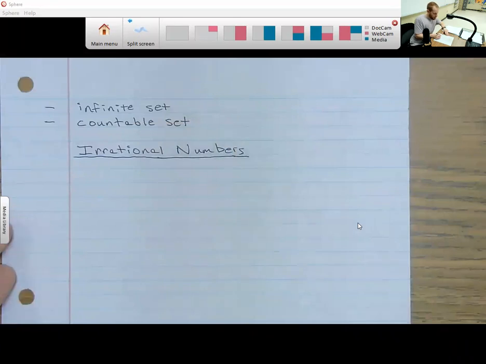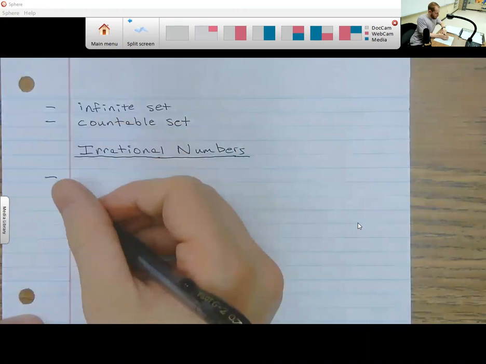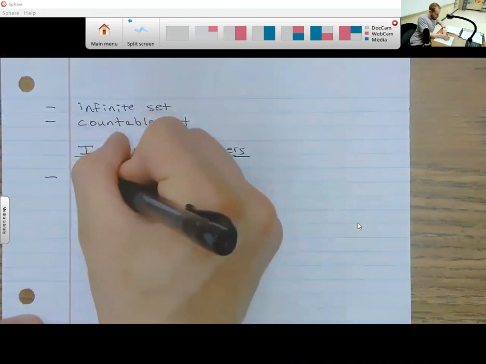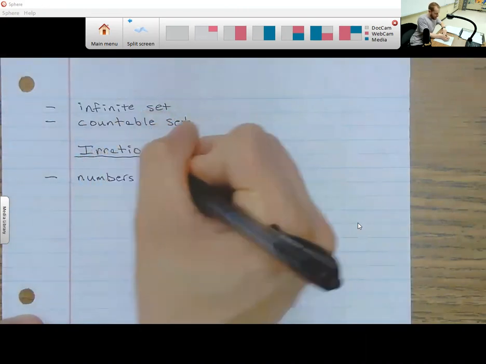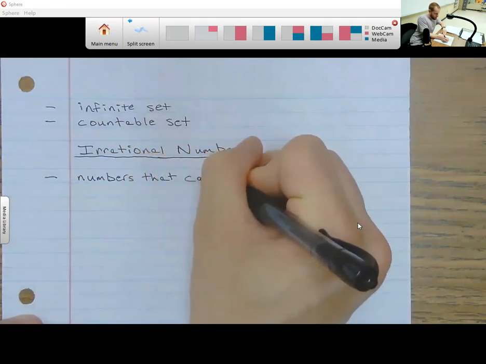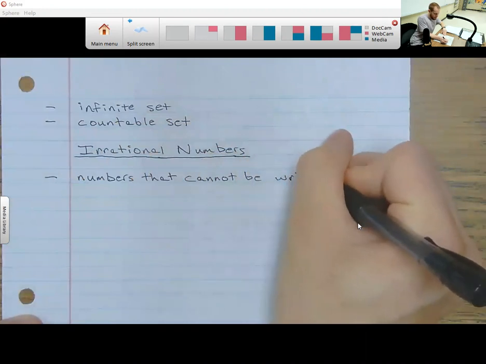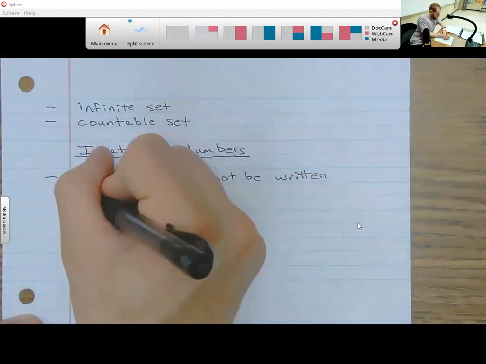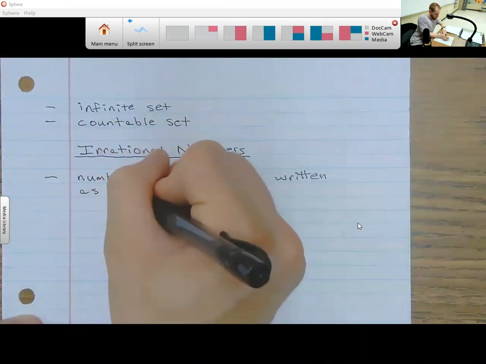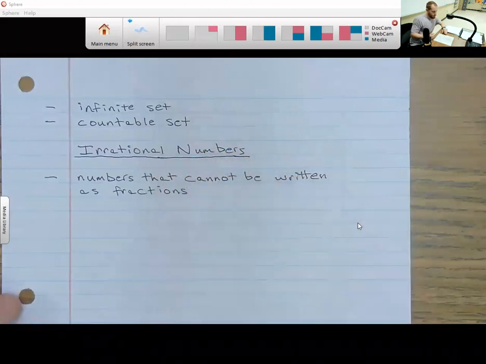So what's an irrational number? The irrational numbers are numbers that cannot be written as fractions. So these are all the numbers that can't be written as fractions. So what's an example of something that can't be written as a fraction?